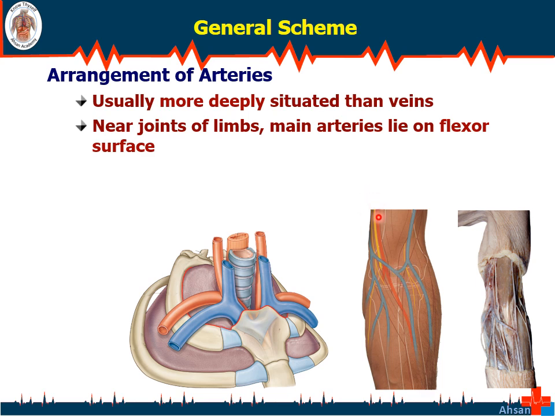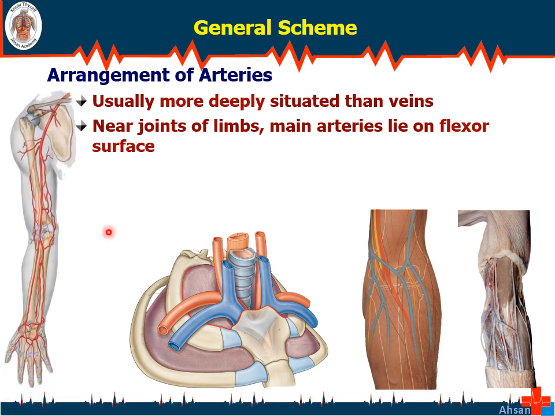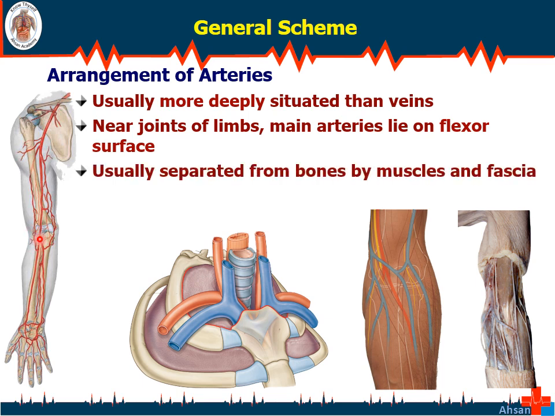So you will find that the main arteries are on the flexor surface. The veins also accompany them. You can see this is the artery, as main arteries are on the flexor surface of the elbow. These are usually separated from the bone by the muscles or deep fascia or any type of connective tissue fascia.